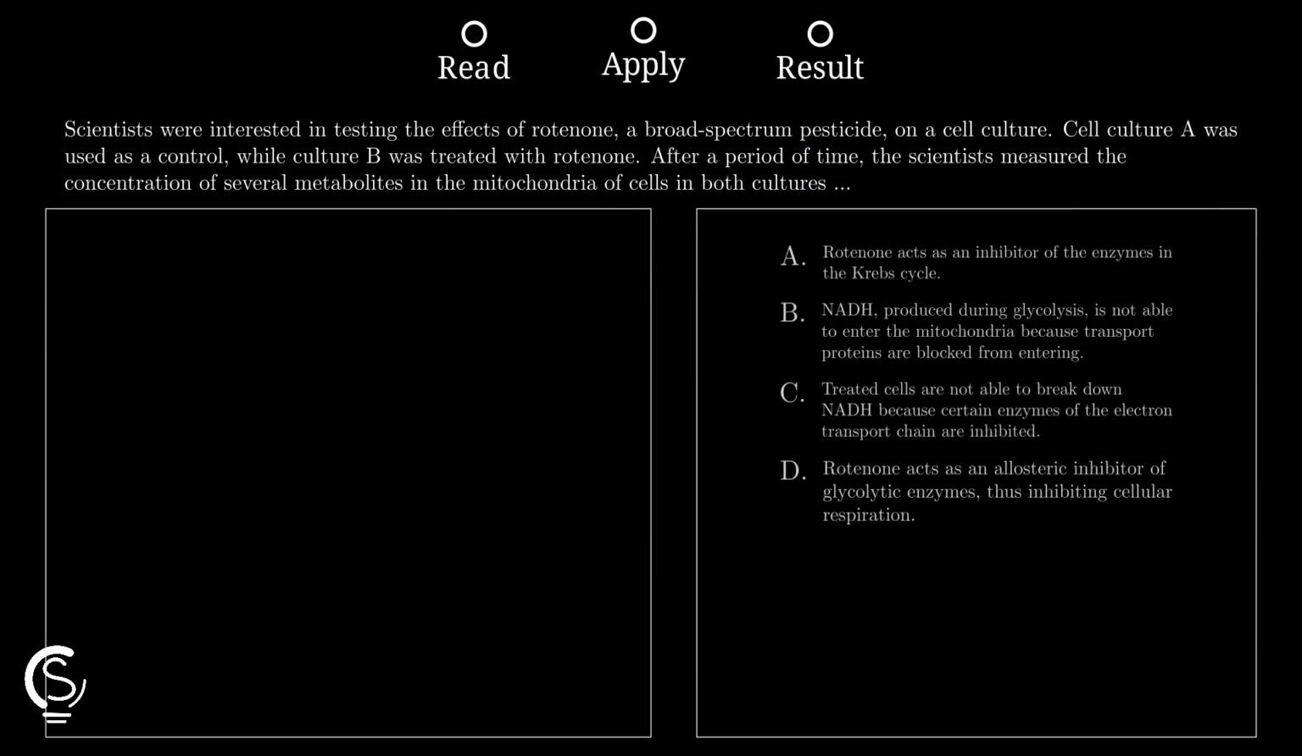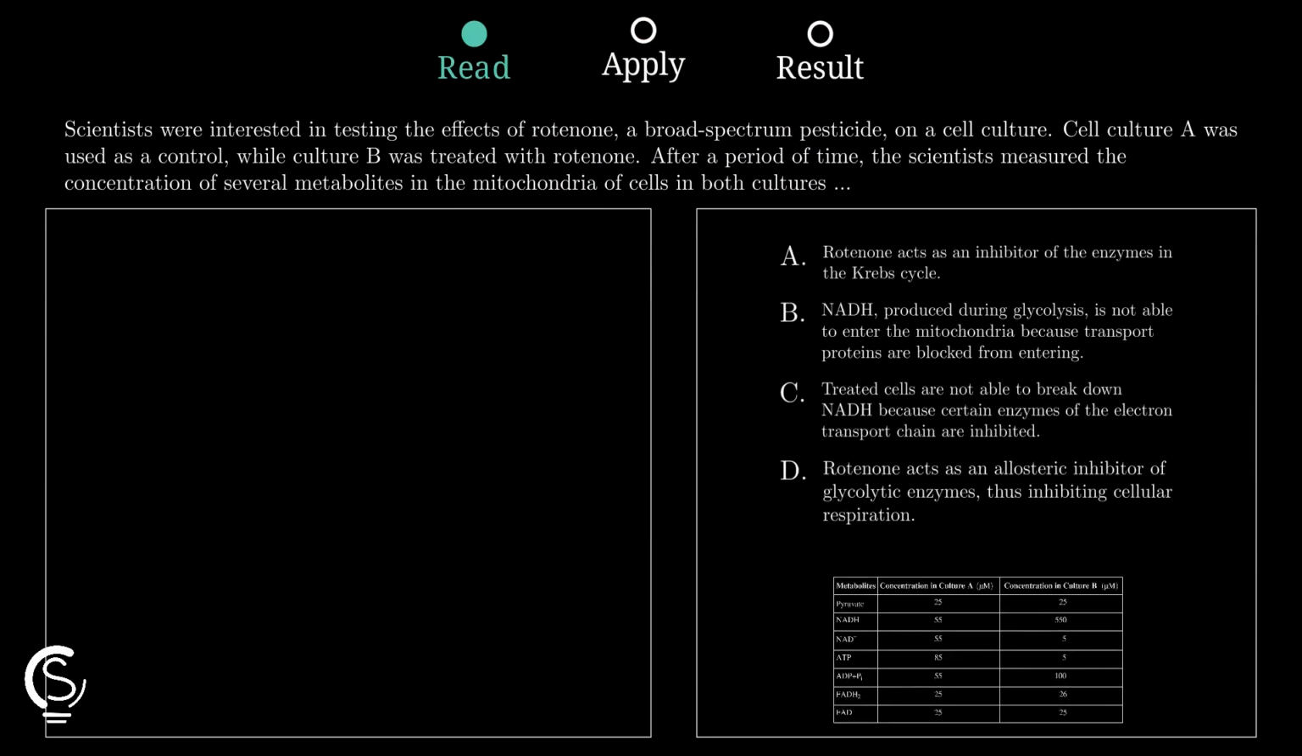The key data pattern is that treated cells show a strong buildup of NADH in the mitochondria, which immediately tells you electrons are not moving forward normally. That's the clue.